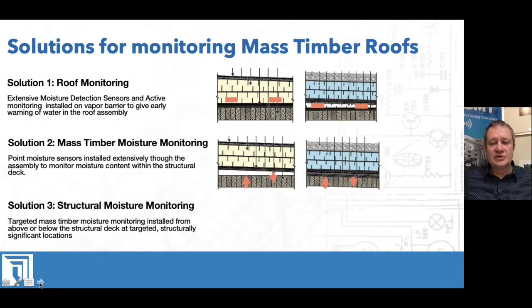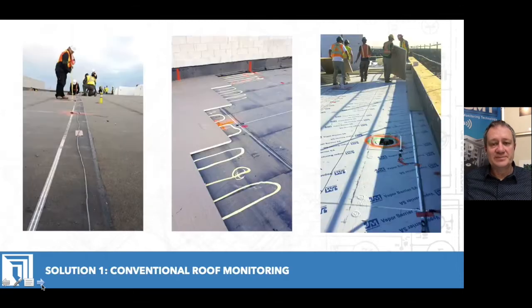So SMT has three solutions for mass timber monitoring. The first of which is a conventional roof monitoring system, in which we embed detection strips right within the conventional roof. The second one is monitoring the actual mass timber structure itself, basically in a grid-like fashion. And a third solution is monitoring critical structural components in a less intensive way to basically understand what's going on at that particular detail.